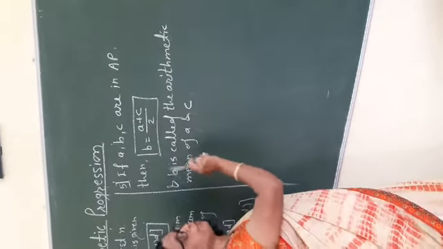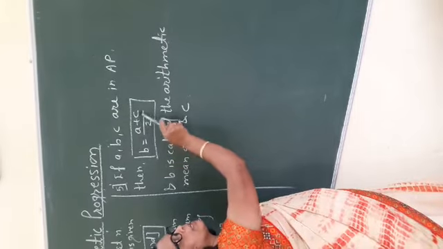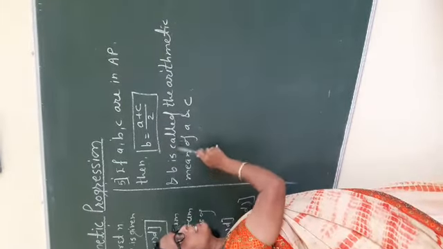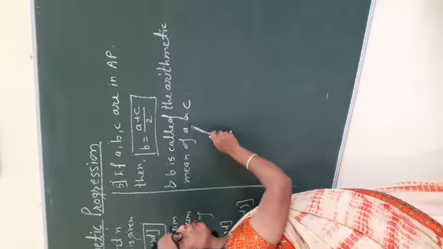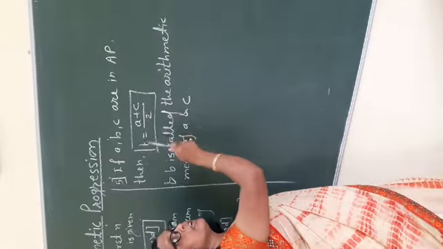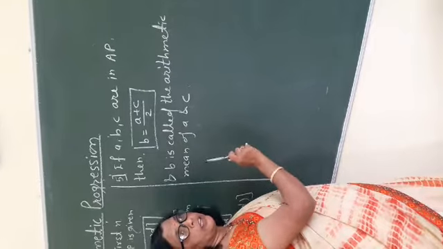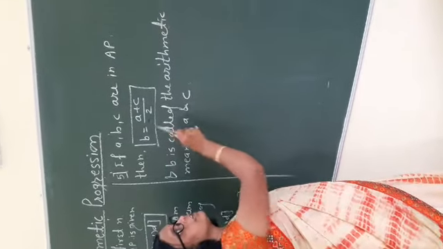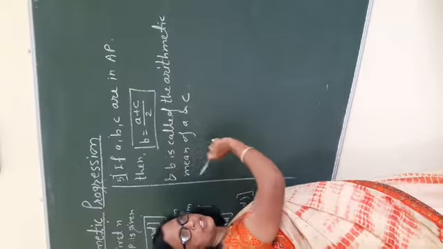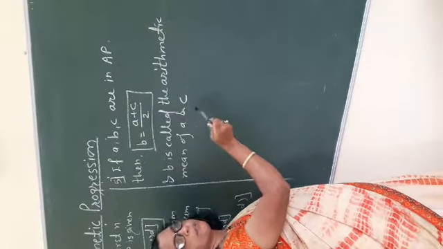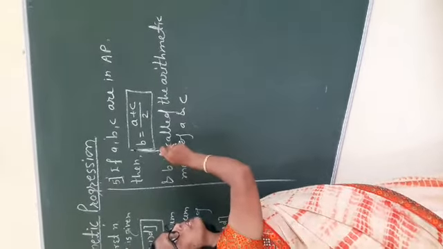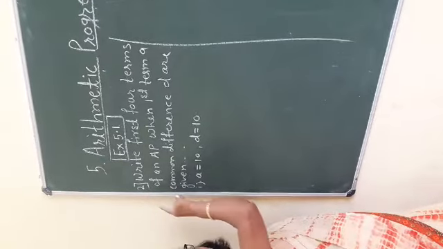Fifth point: if a, b, c are in AP, meaning only three numbers are in AP, then which formula do we use? b is equal to (a plus c) by 2, and b is called the arithmetic mean of a and c. Arithmetic mean means whenever we have to find the average: for two terms it is (a plus c) by 2, and for three terms it is (a plus b plus c) by 3. So when three numbers a, b, c are in AP, the formula is b equal to (a plus c) by 2.